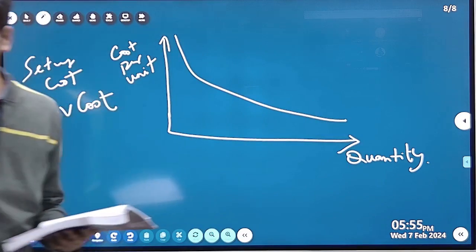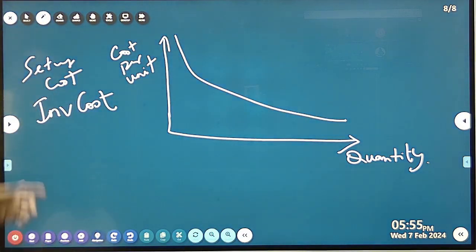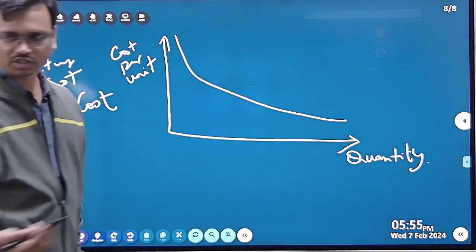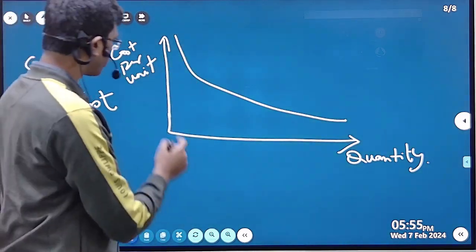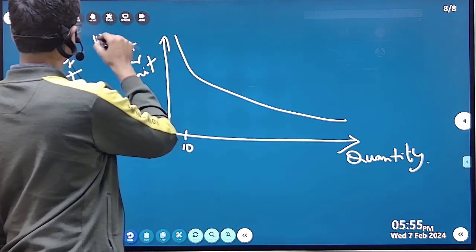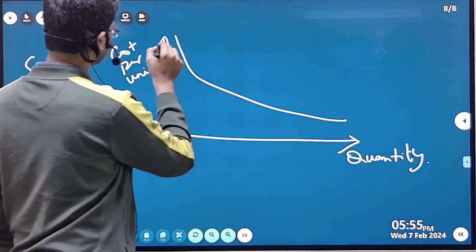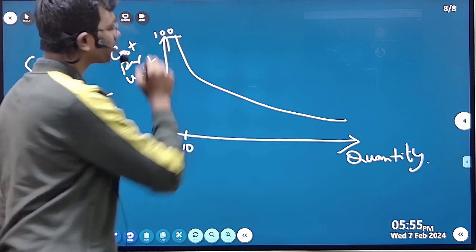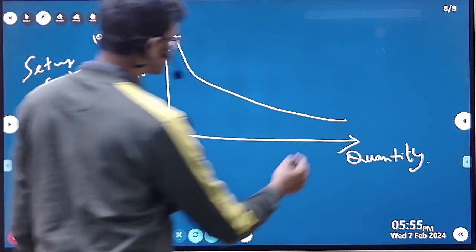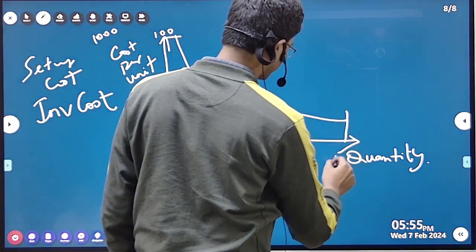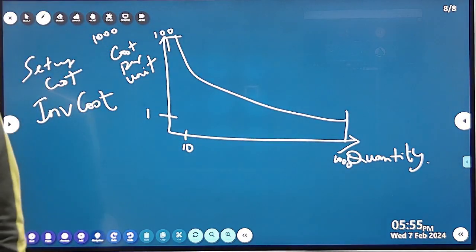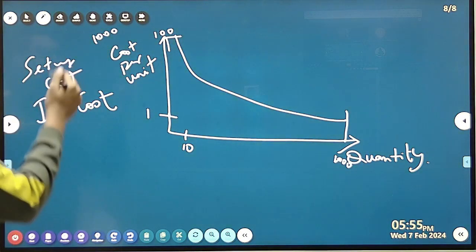Correct? Is this making sense? Suppose, as we saw in the example previously, you manufacture 10 units, what will be your cost? Say this is 10, so this is 1,000. 1,000 is what we have spent, right? So 1,000 by 10, this is 100. 100 per unit is your setup cost. If you manufacture 1,000 units, it will be 1 rupee per unit. So this is your setup cost.